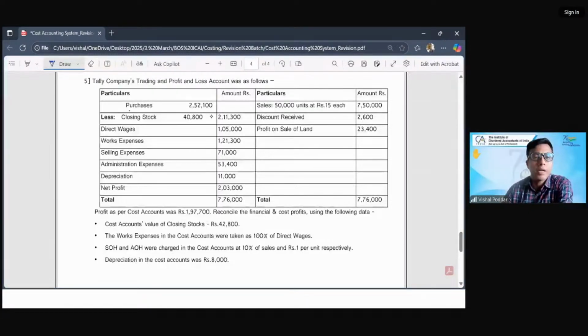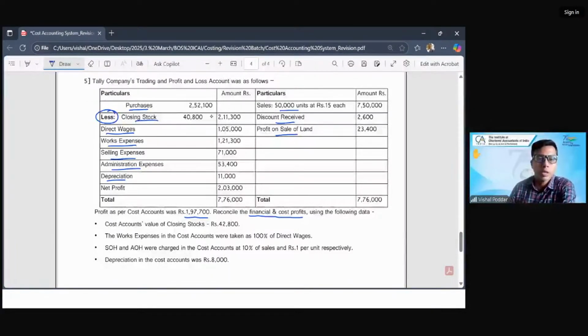So as a typical P&L, there is purchase and closing stock. Now closing stock they have given on the debit side, that is why they have put it as less. There may not be opening stock because they have not given it. Then direct wages, works expense, selling expense, administration expense, depreciation. And on the credit side, sales, discount, profit and loss. Now they are saying the profit as per cost accounts is this. So profit as per costing is known. However, you have to reconcile both to find out whether both the profits are correct in their respective ends, and you'll get to know this once you do the reconciliation.